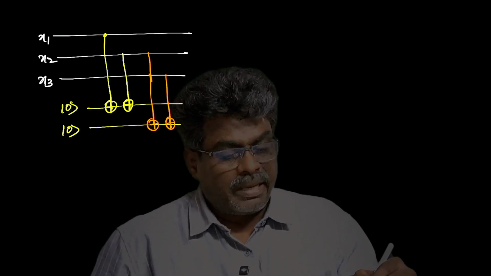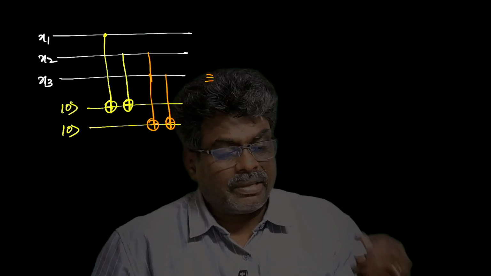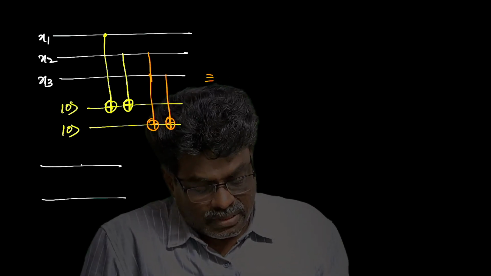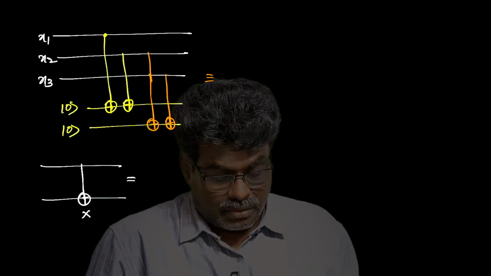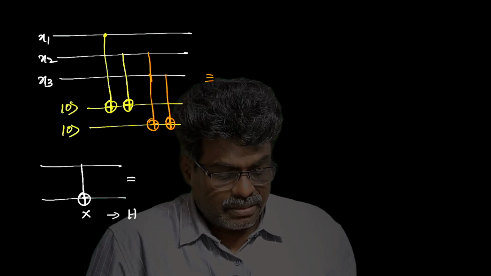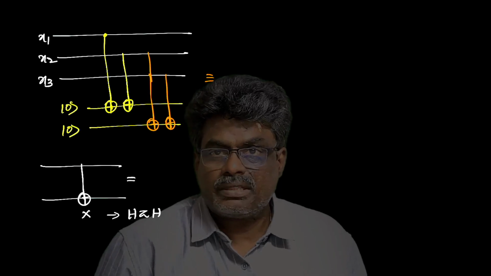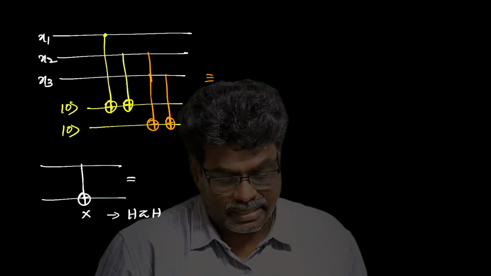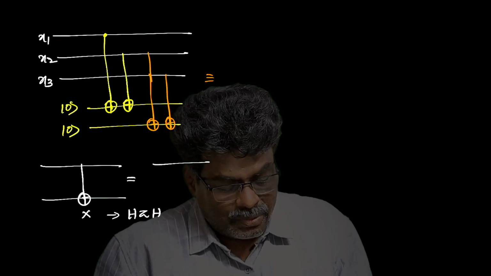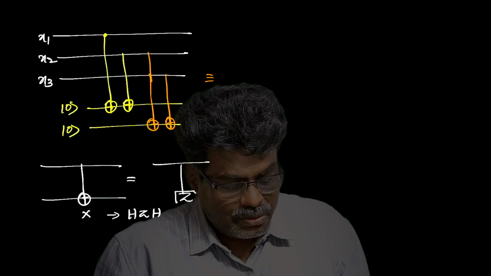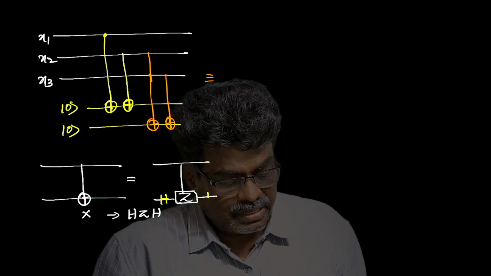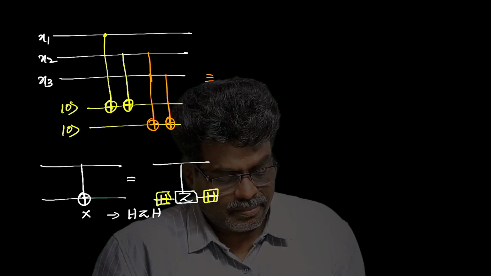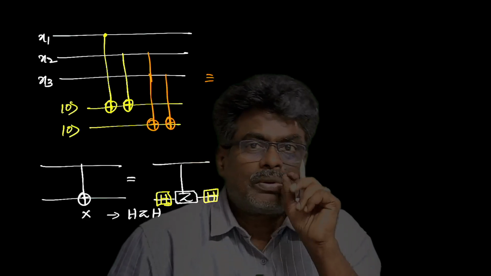We can represent the same circuit in another, different way. For example, if you see a C naught gate, this is X. X can be written as H Z H. H Z H is nothing but X. So that's why I'm going to represent this as a control Z gate. But here we have two Hadamard gates like this, and a control Z gate.